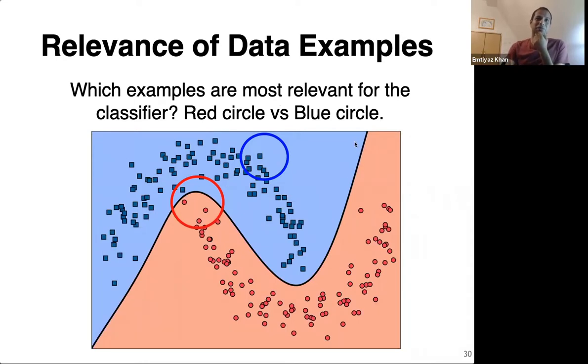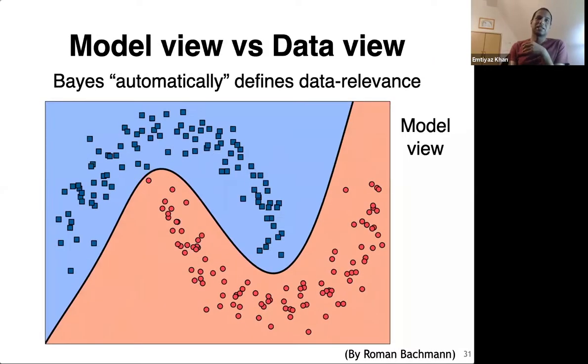I asked this question: I have this classifier here for two classes. And if I ask you which data points are more important? Of course, almost everybody chooses the red circle because it's close to the decision boundary. And if you remove or add these points, then the classifier gets disturbed the most, right? So in that sense, they're important.